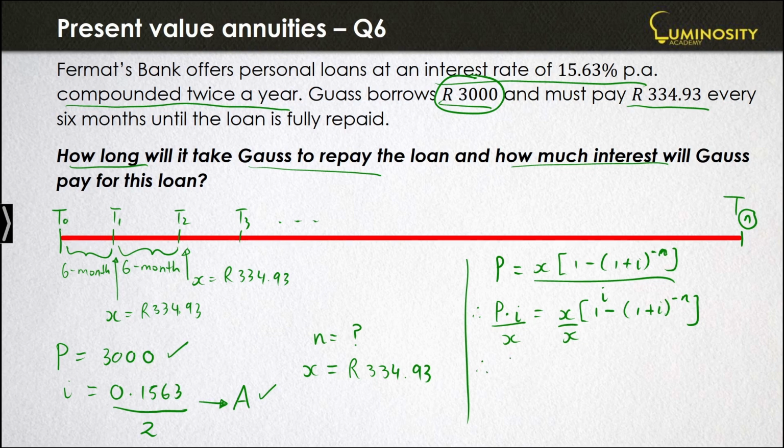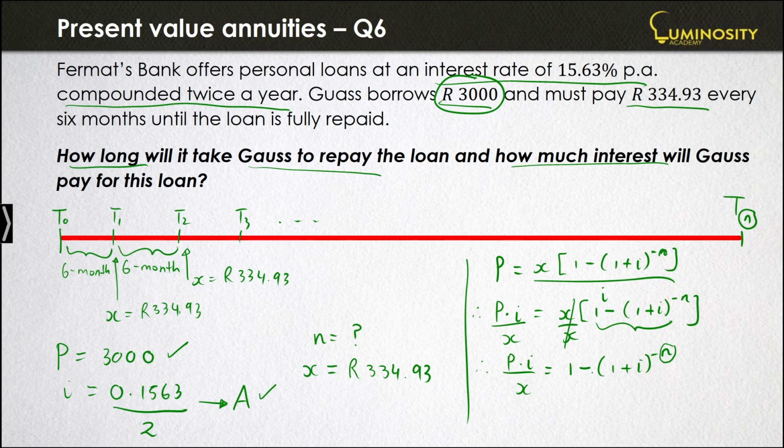Then I want to get rid of this X by dividing both sides by X. So I have P times I over X equals, those will divide and you're just left with 1 minus 1 plus I to the negative N. Remember, the goal is we want to solve for N here, and N is an exponent. So what did we learn that will help us solve when the variable is in the exponent? Well, we had to use something called logarithms. And that's exactly what we're going to do here.